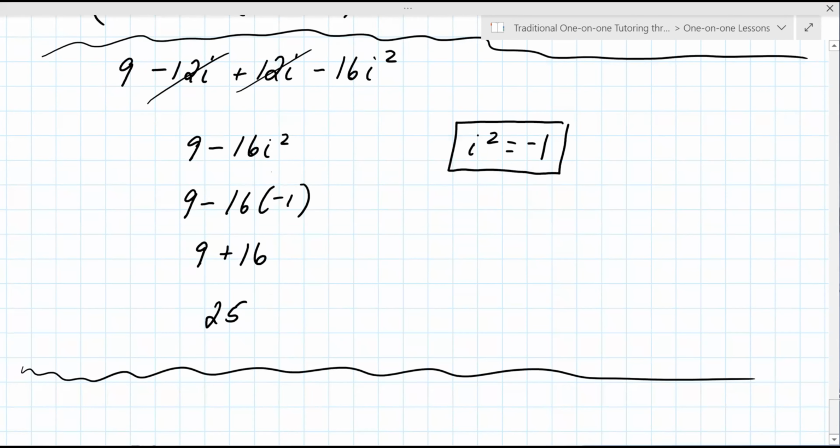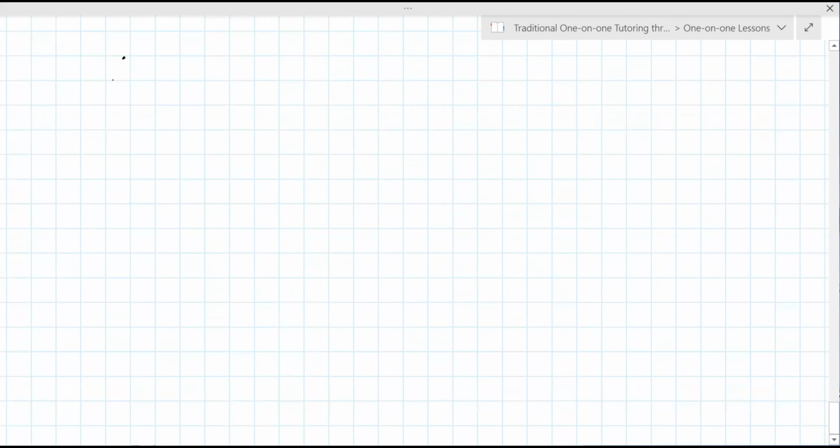No? Okay, so here we are. Let's go with this one: 5 minus 6i, 5 plus 6i. So take about a minute, see if you can work that out on your own, please.